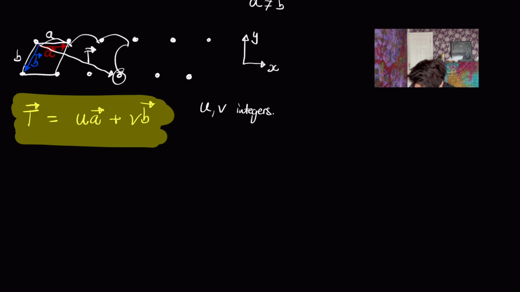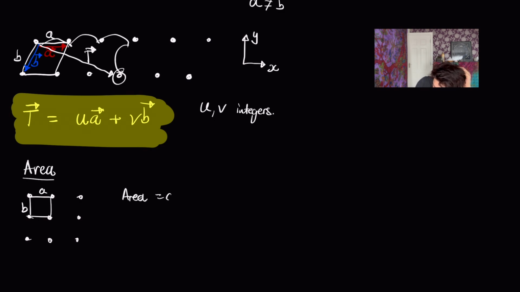And the final thing I want to talk about is what is the area of a unit cell. So obviously in the case of a square lattice, or indeed a rectangular lattice, we can see that the area of the cell would be equal to this length multiplied by this length right here. So the area is equal to A multiplied by B, base times height. Very, very straightforward. But what about in the case of an isometric lattice?